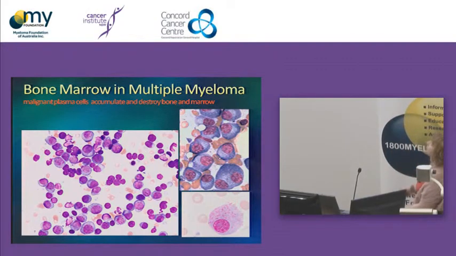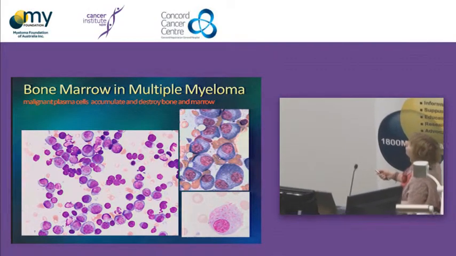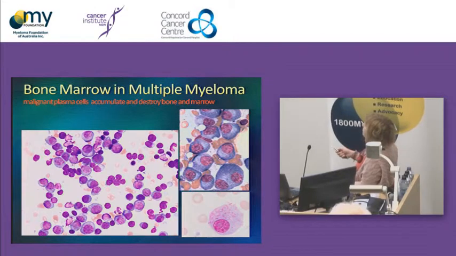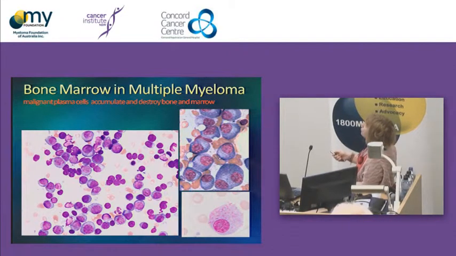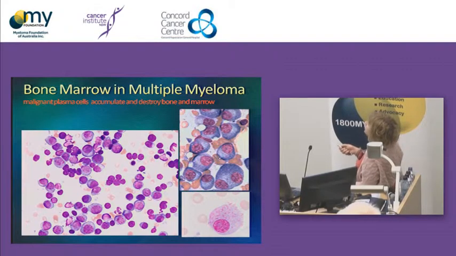This is conversely the aspect of a bone marrow of a patient with multiple myeloma. As you can see, you have lost that mixed heterogeneity of cells, and all the cells look very similar to each other. In fact, all of these are malignant plasma cells. Some of them are bigger, some of them are more traditional plasma cells.